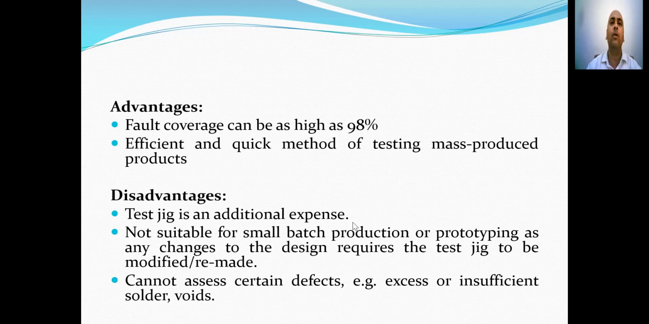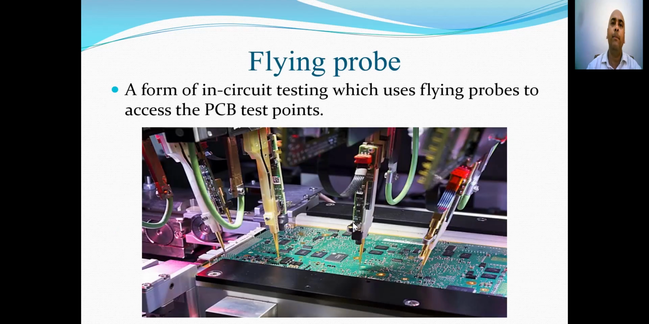The disadvantages of this method include that the test jig is an additional expense. It is not suitable for small batch production or prototyping, as any change to the design requires the test jig to be modified or remade. It cannot access certain defects, for example, excess or insufficient solder or solder voids. So the third method to inspect the PCB is flying probe.